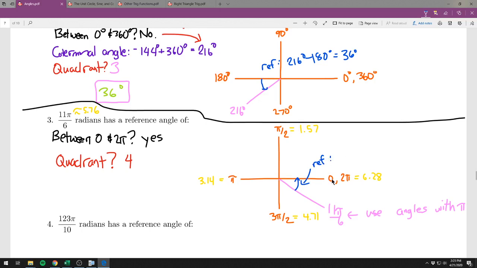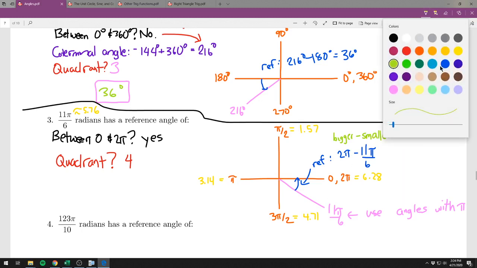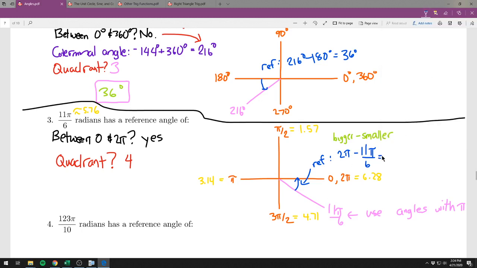And 0 minus 11 pi over 6 is not going to give me an acute angle. We have to do 2 pi, not over anything, 2 pi minus 11 pi over 6. Right? It's always bigger minus smaller, and you do it in the opposite order. When we do this out, you want to simplify it without using your calculator, or at least without using that pi button. We will get something that's acute.